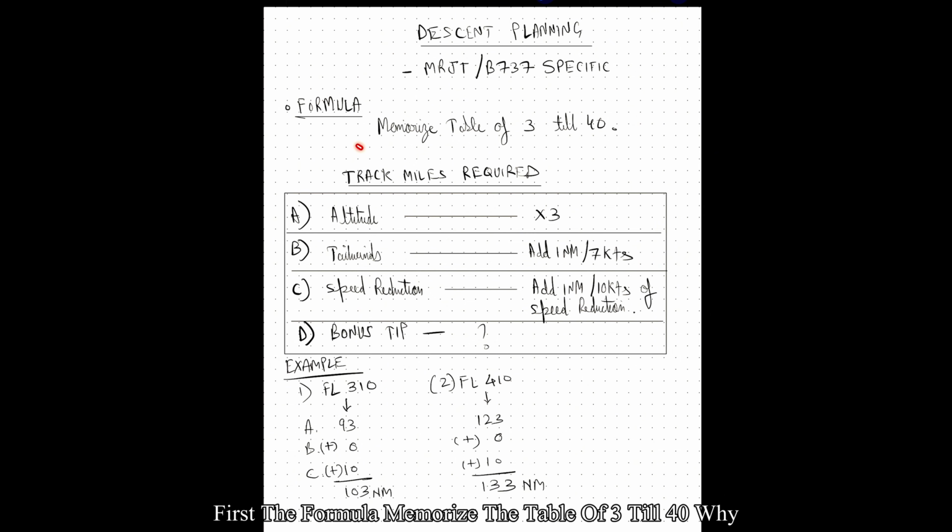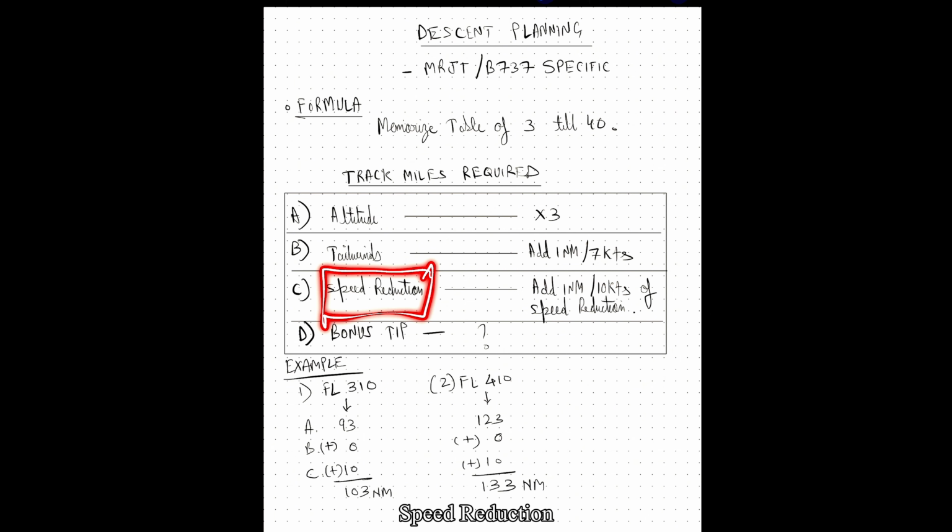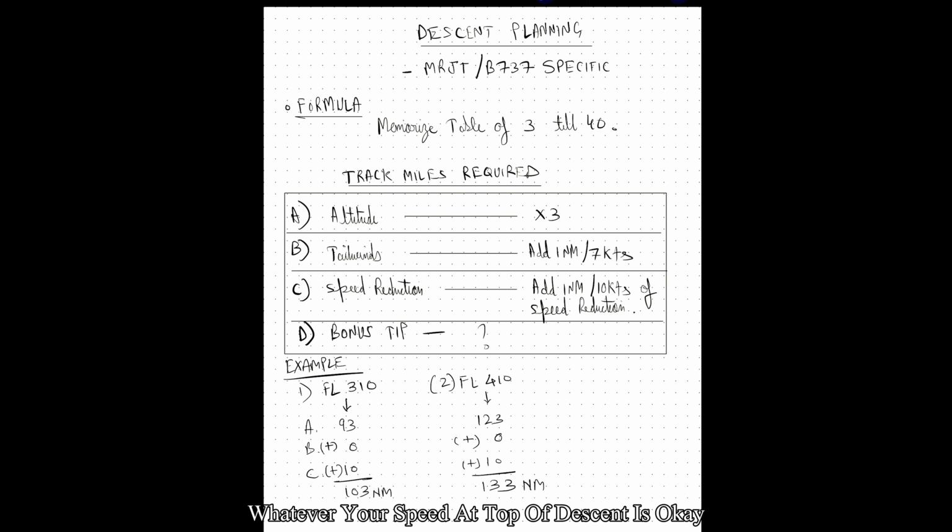First, the formula. Memorize the table of 3 till 40. Why? Because Airbus 320 has a service ceiling of flight level 390 and 737 has a service ceiling of 410. Track miles required is whatever your altitude at top of descent is, multiplied by 3. Tailwinds: average it out from your cruise altitude till touchdown and then add 1 nautical mile per 7 knots of tailwind.